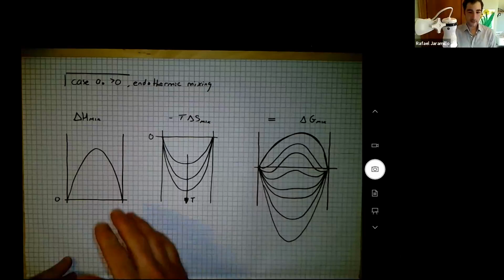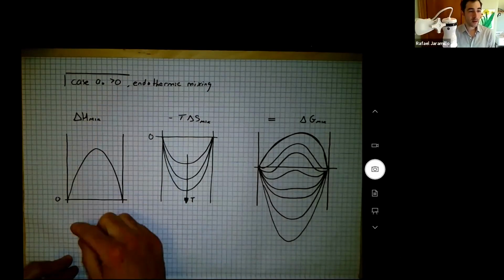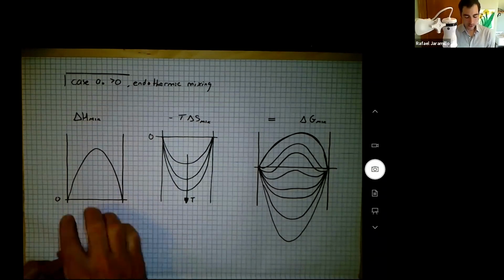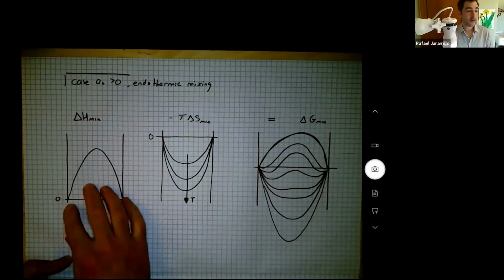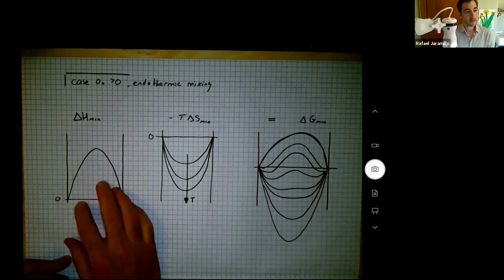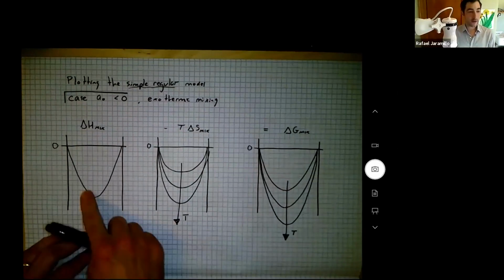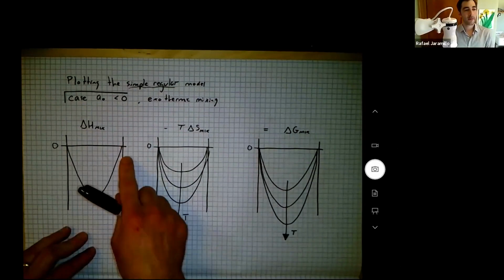Yeah, so if A is positive, it is endothermic, takes heat. So in general, this means the enthalpy will disfavor mixing. It means the mixing is a higher energy process. Mixing is a higher energy state than unmixed. As opposed to exothermic, where mixing is a lower energy state. So it's favorable.